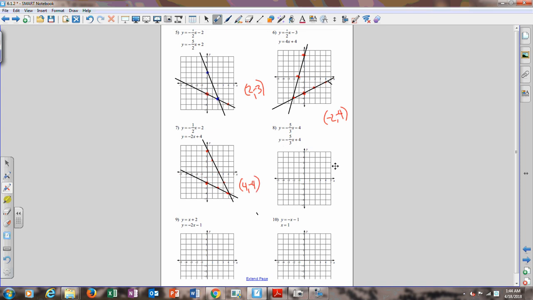Number 8. Right off the bat, I already know what it is. I don't have to graph it or anything. The answer is no solutions. You can graph it if you want. You can go up to 4, make a dot, or down to 4, make a dot first, technically. Then you would go up 5, left 3. Here you go, down 5, right 3. You end up with 2 lines that are parallel because they have the same slope. So that's why it's no solutions.